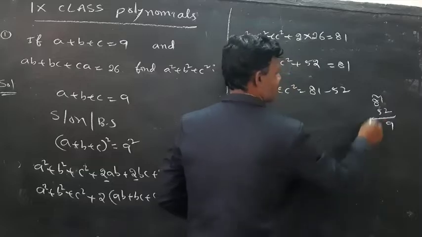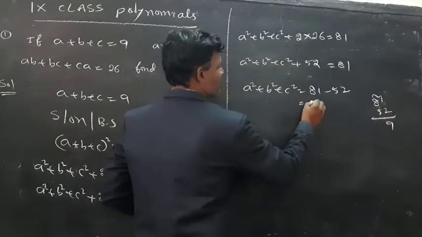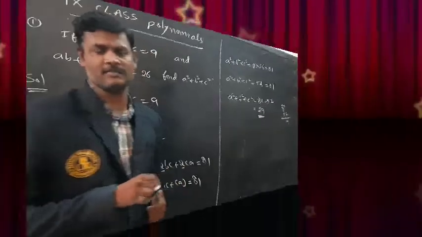11 minus 2, 9. Similarly 7 minus 5, 2. So what is the answer? 29 is the answer. Now the next question.